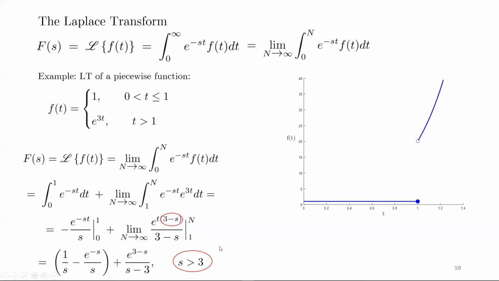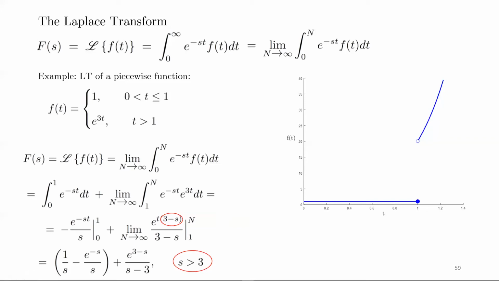Again, remembering that this is for s greater than 3, otherwise this exponential diverges and we do not have a Laplace transform. Okay, well, there's a little bit of calculus in here from first year. What I would suggest is that you just try this yourself, and if you get stuck, flick me an email and we'll talk about it.